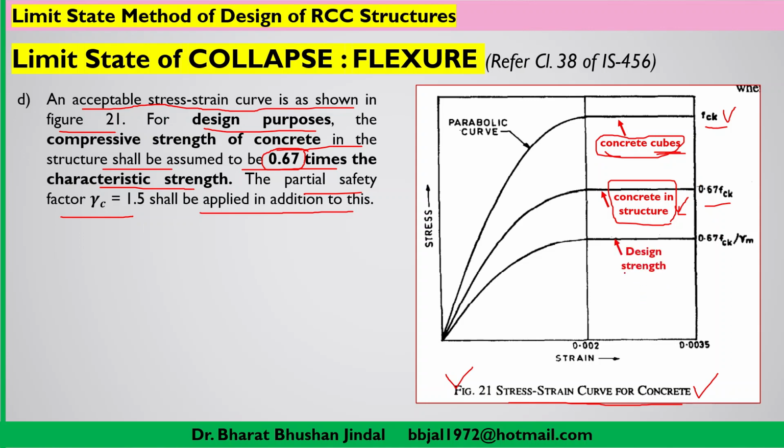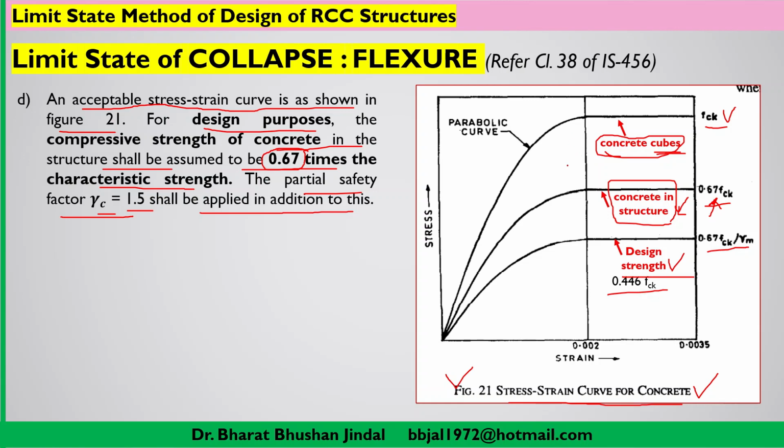Now the third graph is for design purpose. It is giving you the design strength. Now how will you get the design strength? You are taking 67% of the characteristic strength, and then you are applying the partial safety factor for material. That is, the partial safety factor gamma C for concrete, 1.5. So the compressive strength which you have taken of concrete in structure, which is going to be utilized in the structure, you are dividing it by the partial safety factor gamma M, M is for material. Here we have replaced it with gamma C, C belongs to concrete. So you have to divide 0.67 fck by gamma m. Ultimately, when you divide 0.67 by 1.5, you will get this factor 0.446 fck.